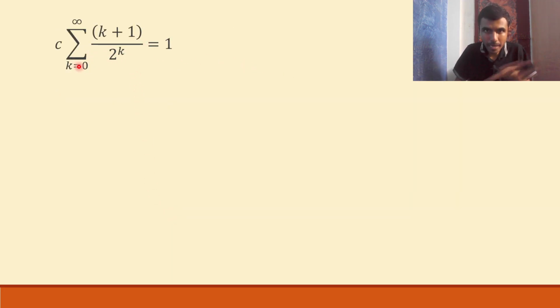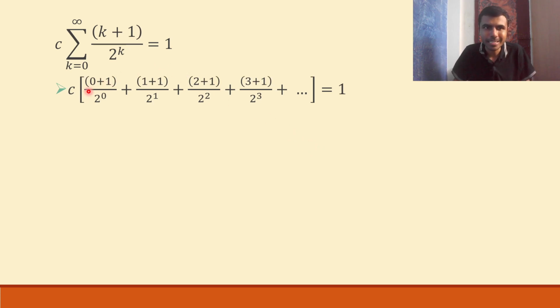Now let's expand this sigma. First put k as 0. So you'll get C in a bracket, (0 plus 1) by 2 power 0, plus, after that k will be 1, so (1 plus 1) by 2 power 1, and then k will be 2, (2 plus 1) by 2 square. If you put k as 0 in this, you will get this. If you put k as 1, you will get this. If you put k as 2, you will get this. If you put k as 3, you will get this and so on. These 3 dots indicate that it goes on.